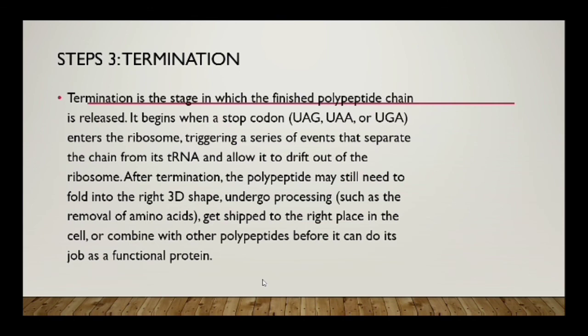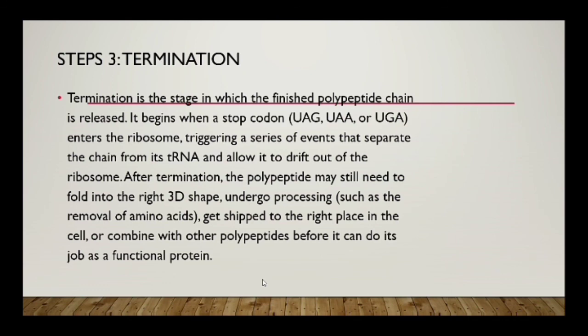So lastly, we have step 3, the termination. Termination is the stage in which the finished polypeptide chain is released. It begins when a stop codon, UAG, UAA, or UGA, enters the ribosome, triggering a series of events that separate the chain from its tRNA and allow it to drift out of the ribosome.